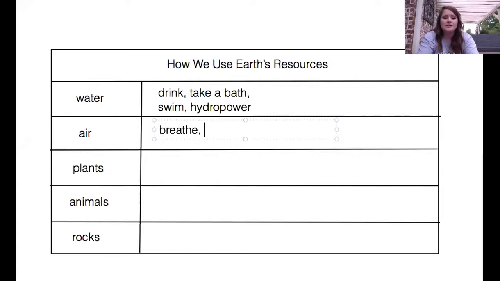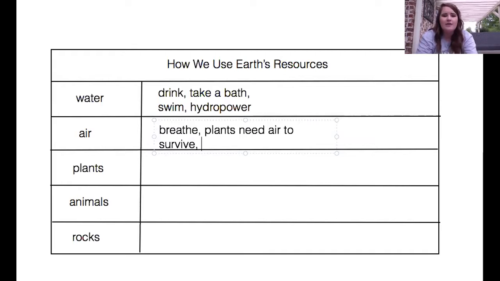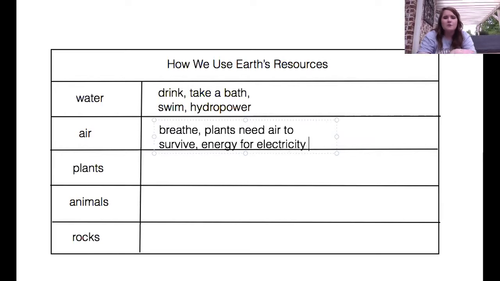Okay, plants need air to survive. I'll write that. Okay, and what else? It's kind of the same as the water. What did I say that was a little bit different that we don't think of too often? It's not called hydropower. So sometimes people use the air or even the wind to create energy. So if you see windmills out, if you're driving in the country and you see those windmills spinning, a lot of people use that energy from the wind and from the air to create energy, whether it's for light or heat or electricity. It's all of that kind of stuff. So I'm just going to write electricity for this one.